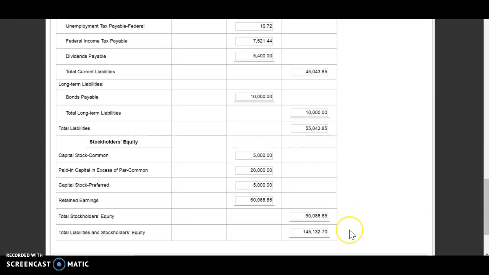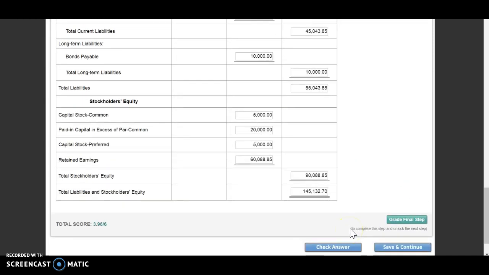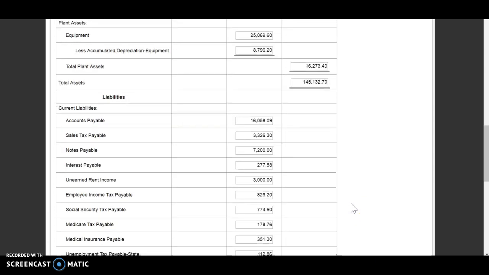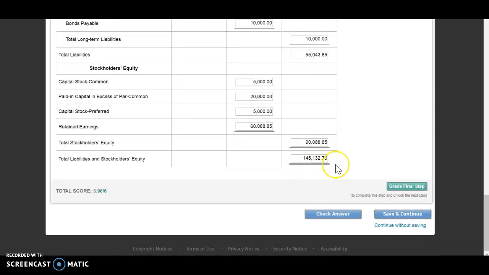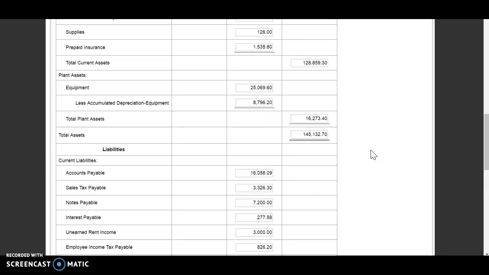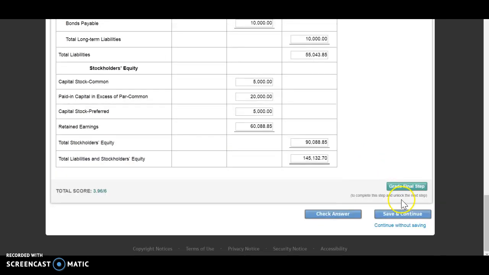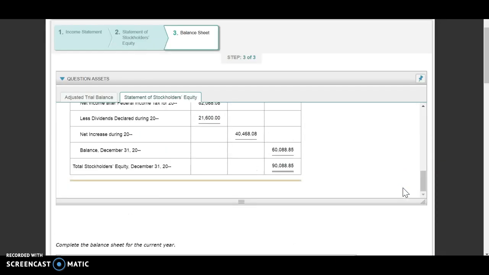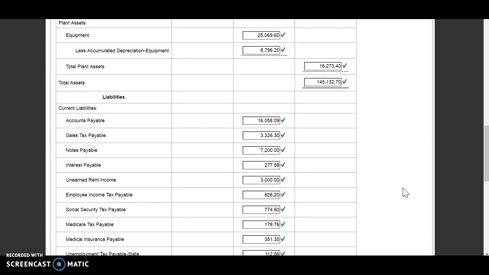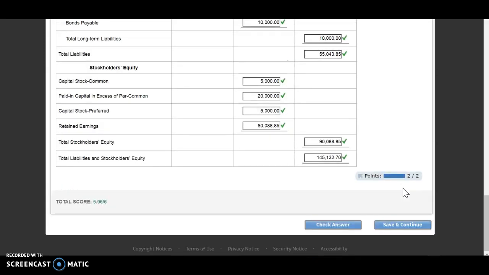Now remember, on our balance sheet, we are showing assets equal liabilities plus owner's equity. So our total assets up here should equal the number that we got for our liabilities plus owner's equity. If those two numbers do not equal, we have a mistake somewhere. I'm going to say grade final step. And you can now go on and do your 22-2 on your own.